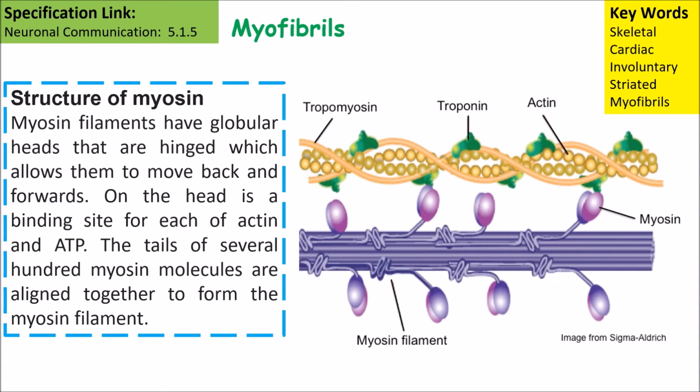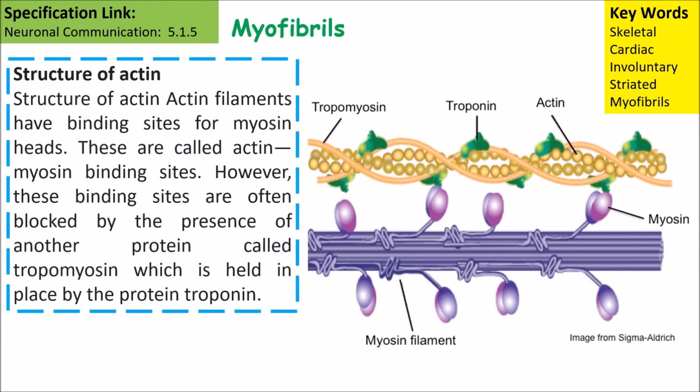Myosin filaments have a globular head that is hinged, which allows it to move backwards and forwards. On the head is a binding site for actin and ATP. The tails of several hundred myosin molecules are aligned together to form a myosin filament. Actin filaments have binding sites for myosin heads. These are called actin-myosin binding sites.